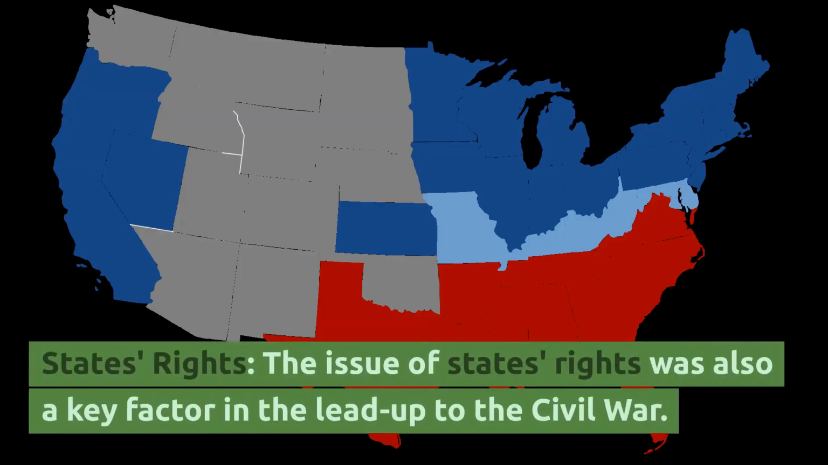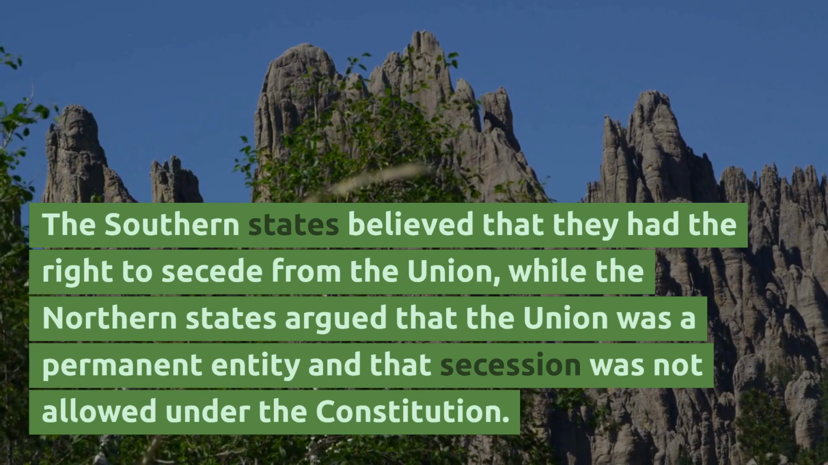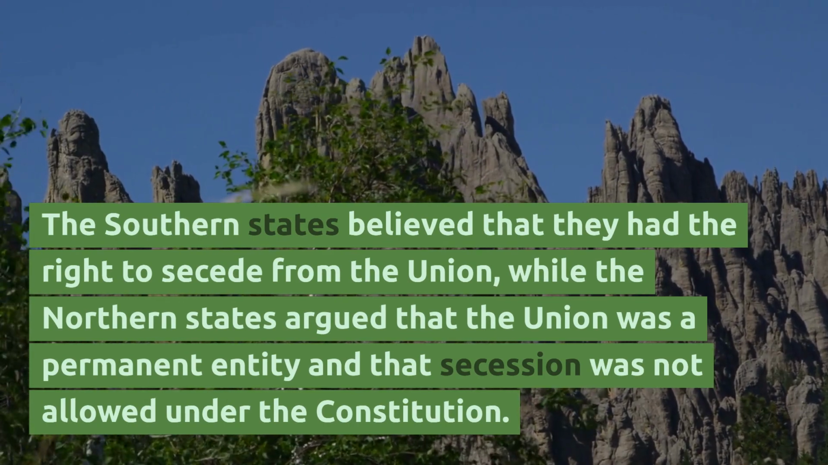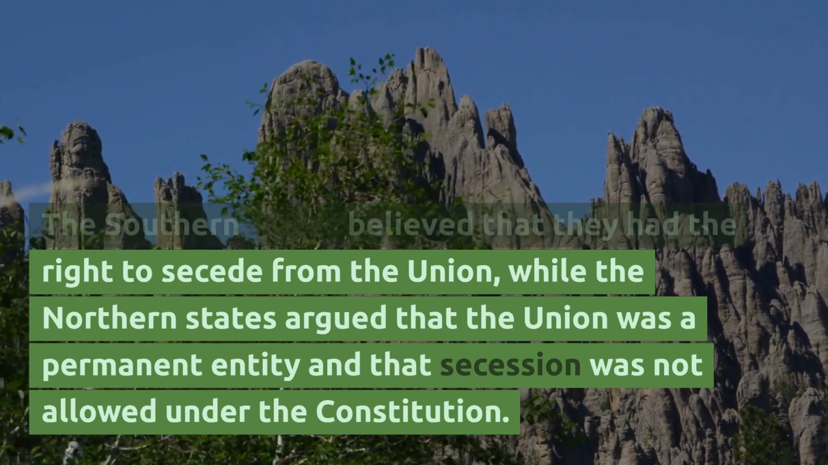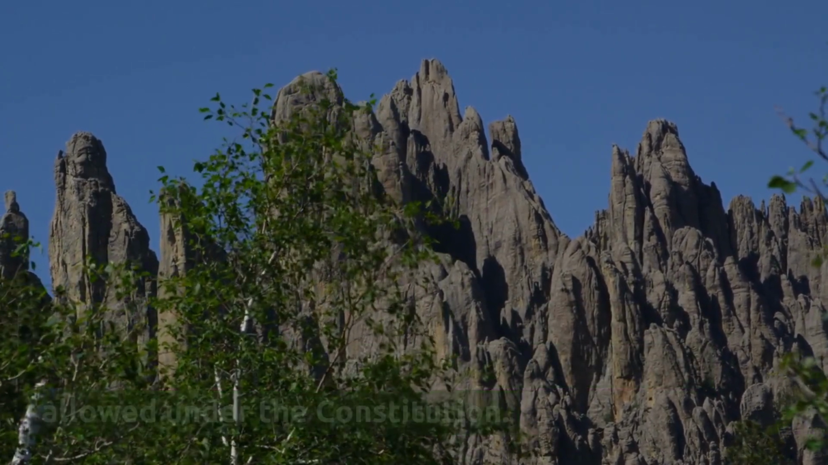States' rights. The issue of states' rights was also a key factor in the lead-up to the Civil War. The Southern states believed that they had the right to secede from the Union, while the Northern states argued that the Union was a permanent entity and that secession was not allowed under the Constitution.